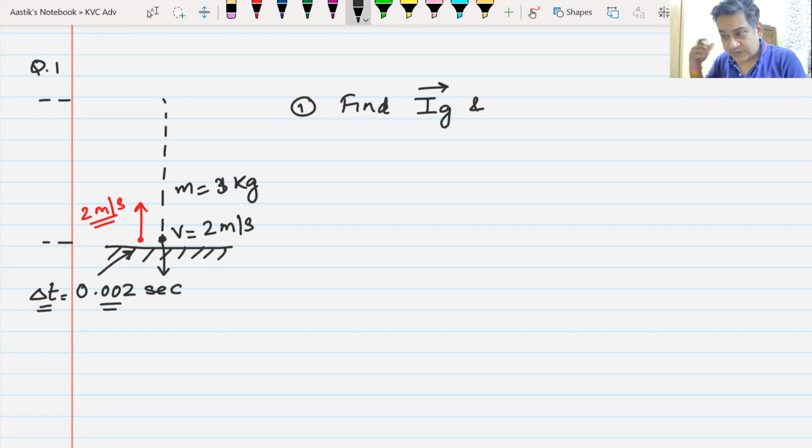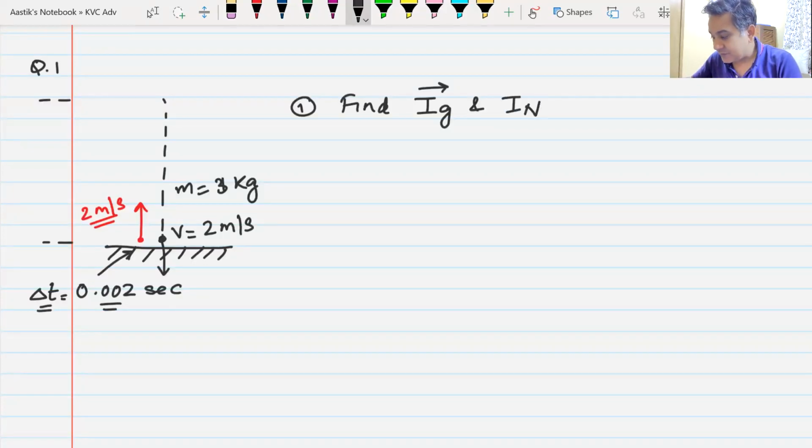Momentum is changing, so there must be something known as an impulse. Who is giving you that impulse? Gravity may be giving you, or apart from gravity, what is the other force which is giving us that impulse? The body is hitting the ground and rebounding back. Who is giving us that? Normal force. The normal reaction.